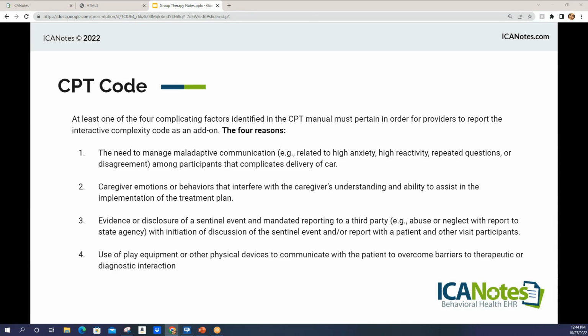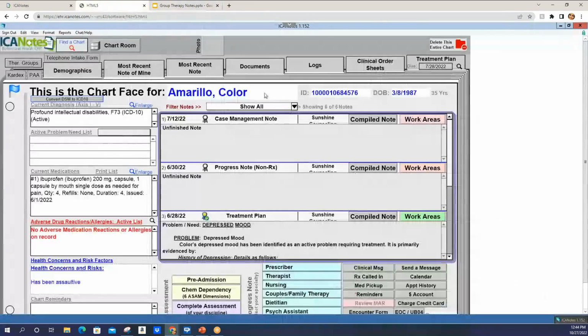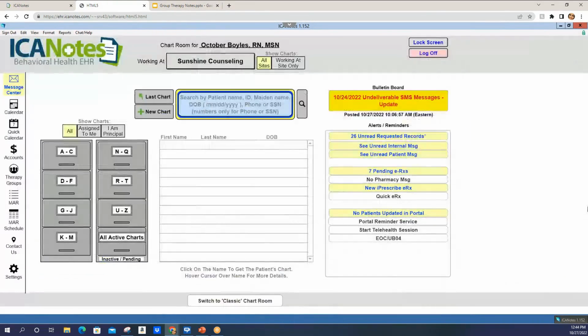And at ICANotes, we're committed to constantly changing notes to make sure that this doesn't happen. And we haven't had this happen. But just be aware of that when you're doing your own templates as well, that you're going to want to change that verbiage. So let me show you a little bit how therapy groups work in ICANotes.